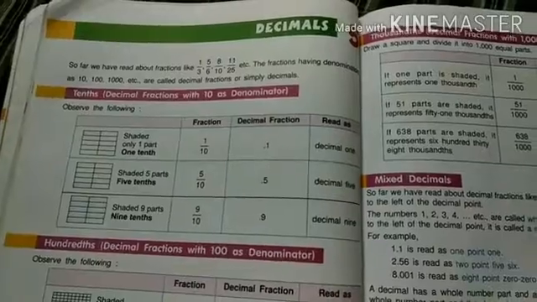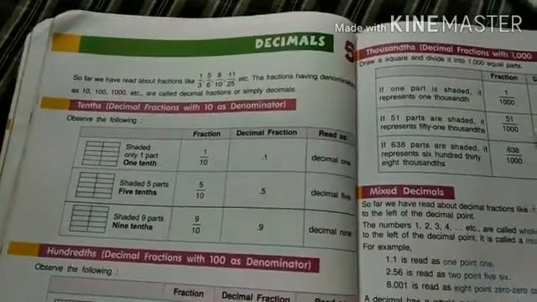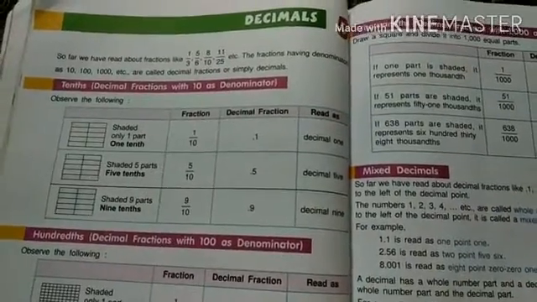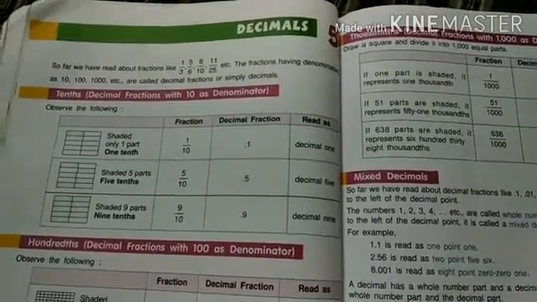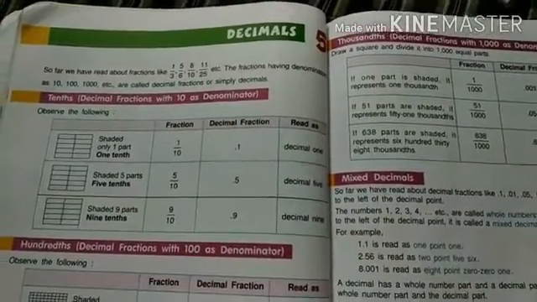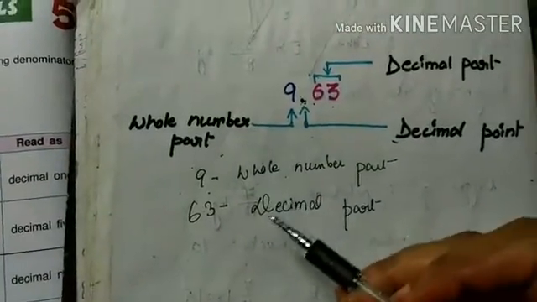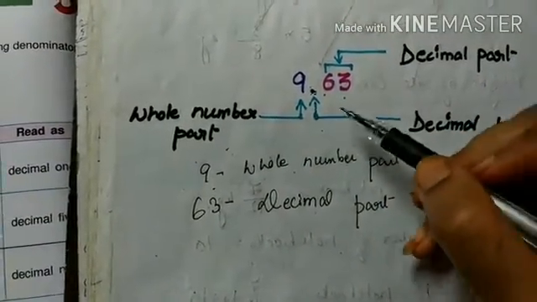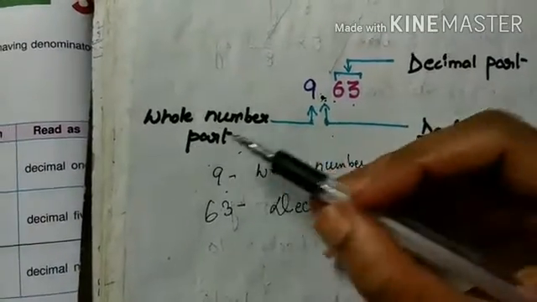Today let's start with chapter 5, decimals. A decimal has a whole number part and a decimal part. The decimal point, the given dot, separates the whole number part and the decimal part. From here you can understand easily, 9.63 is a number. Here 63 is the decimal part and 9 is the whole number part.